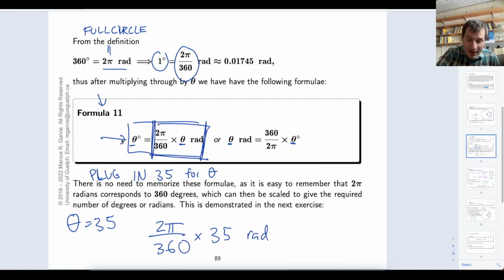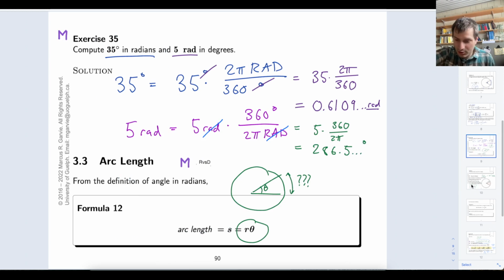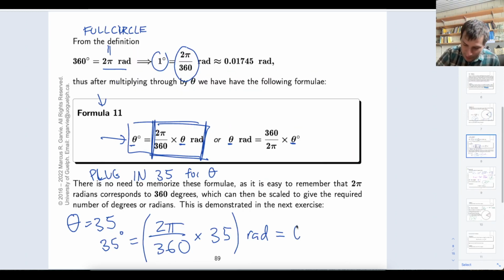So 35 degrees, that's the left-hand side, because theta is 35, right? 35 degrees is equal to 2 pi over 360 times 35 radians. If you do that, you get exactly what we got in class, which was 0.6109. That is how the author intended you to use the formula. You put in the number. That can be a little bit confusing because if there's theta radians, it's easy to get lost.